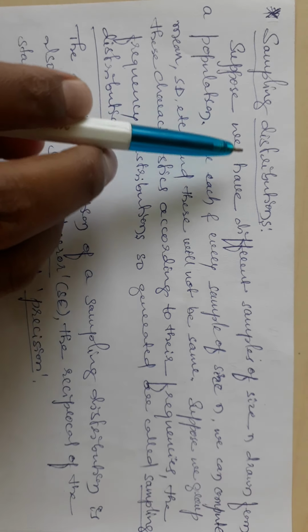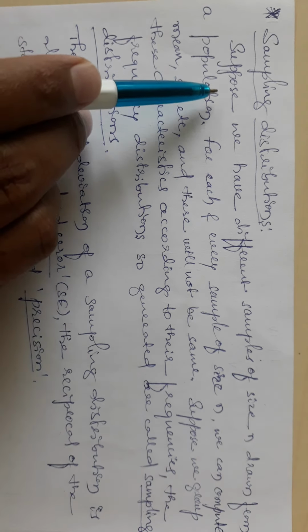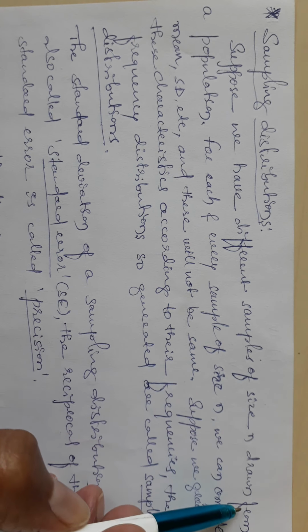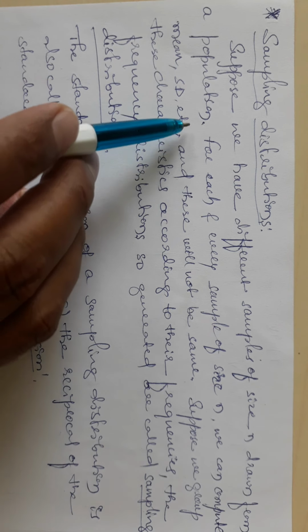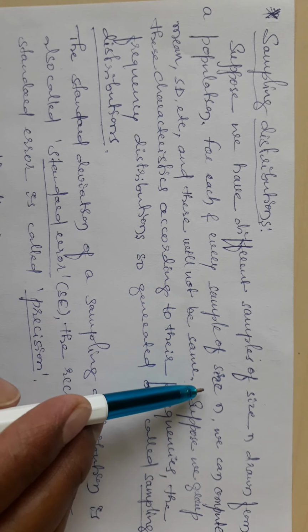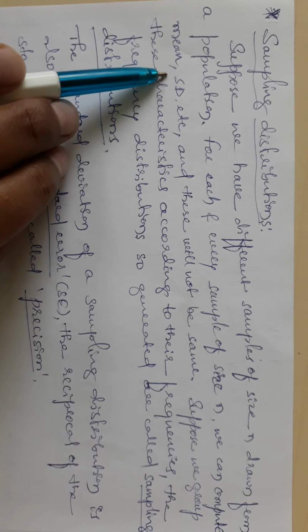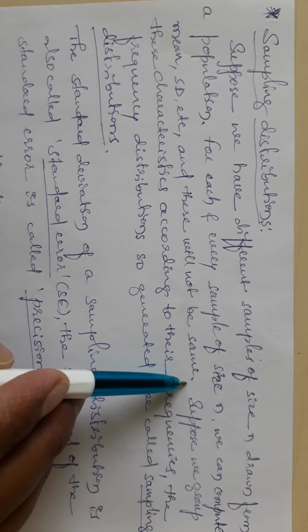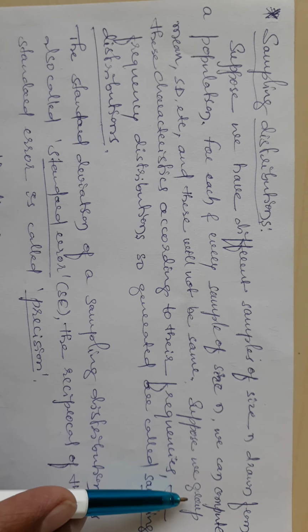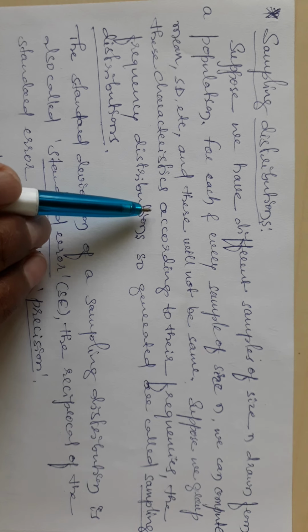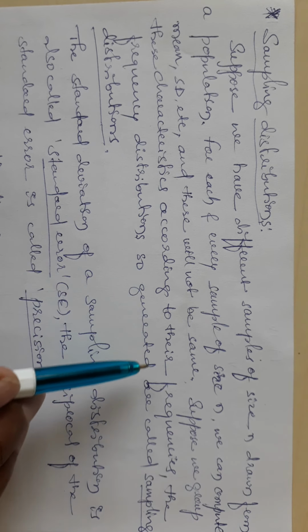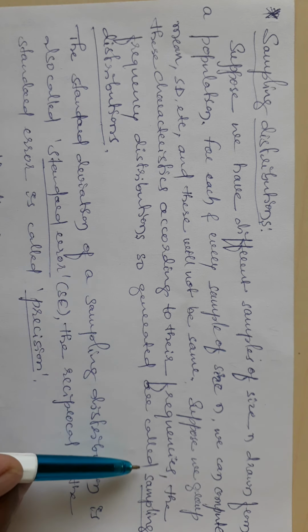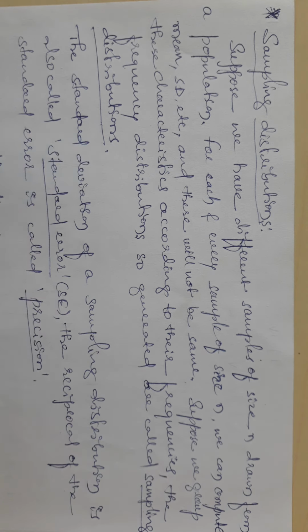In that, sampling distributions. Suppose we have different samples of size n drawn from a population. For each and every sample of size n, we can compute mean, standard deviation and so on, and these will not be the same. Suppose we group these characteristics according to their frequencies. The frequency distributions so generated are called sampling distributions.